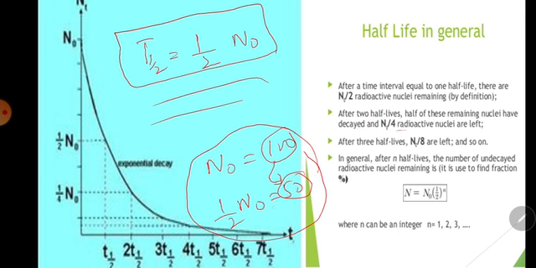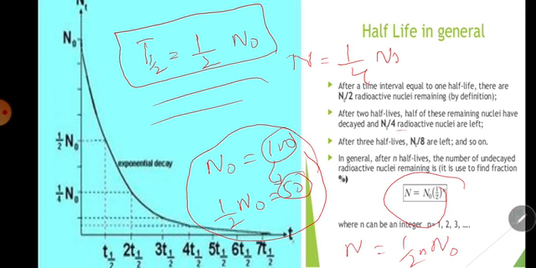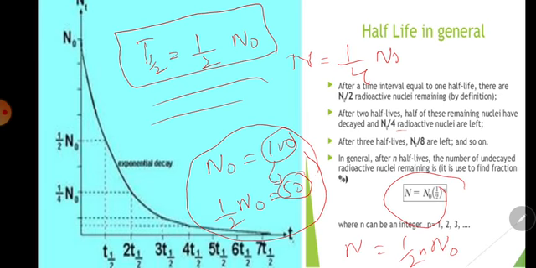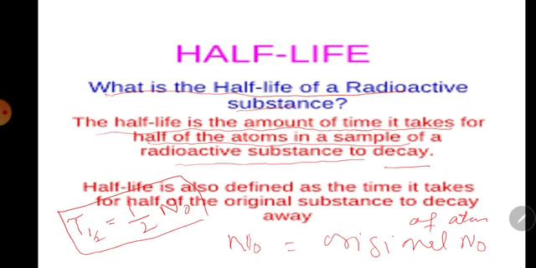So after the second half-life, the number present will be reduced to 1/4 N naught. So the general equation will become N is equal to (1/2) to the power n times N naught. You can write it like this. So I will explain.